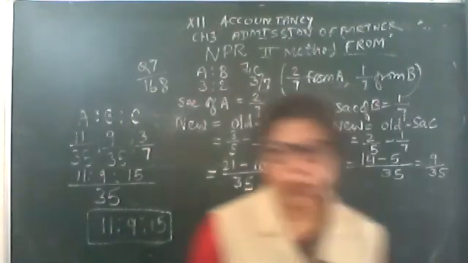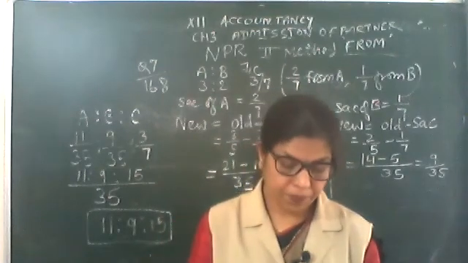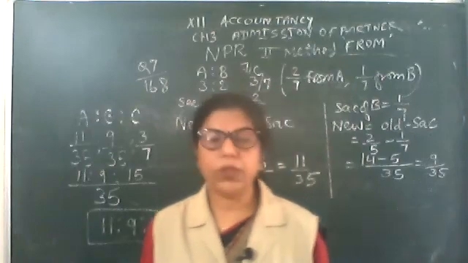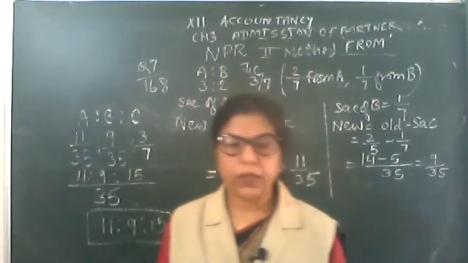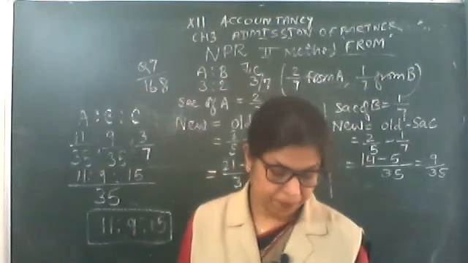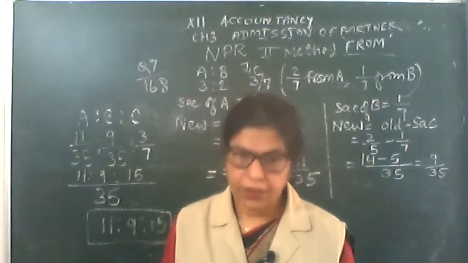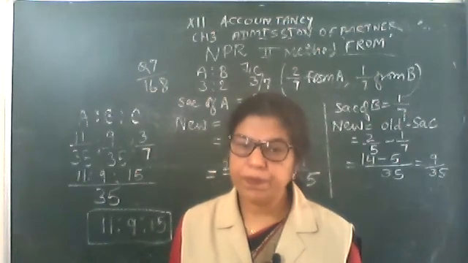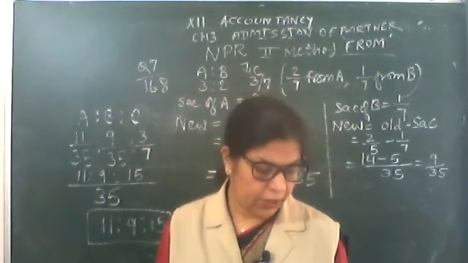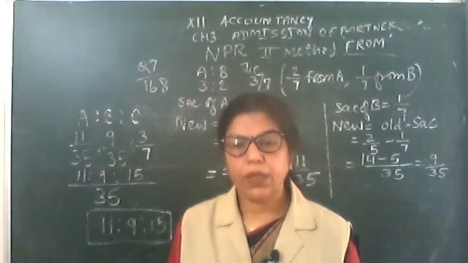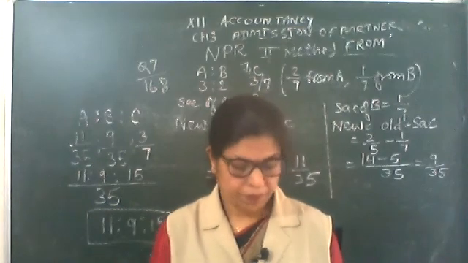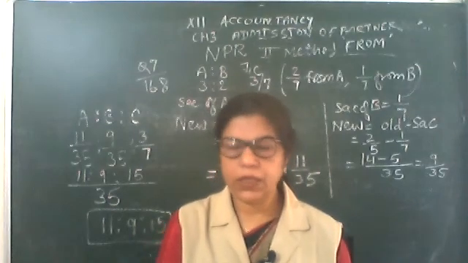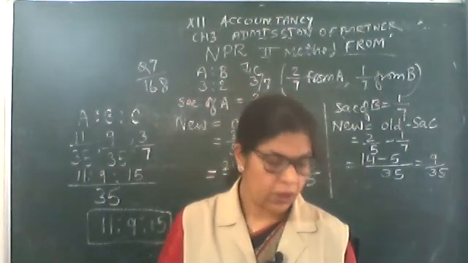That is page number 167. Question number 3, note down. X and Y are partners in 5:3. They admitted Z for 1/10 share, which he acquired equally from X and Y. Calculate the new profit ratio. This is question number 3.